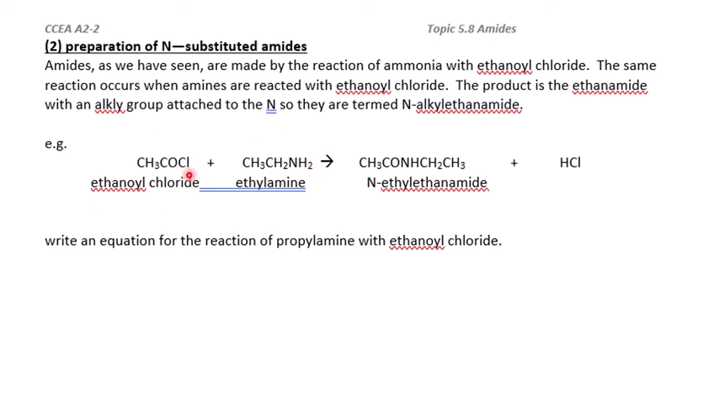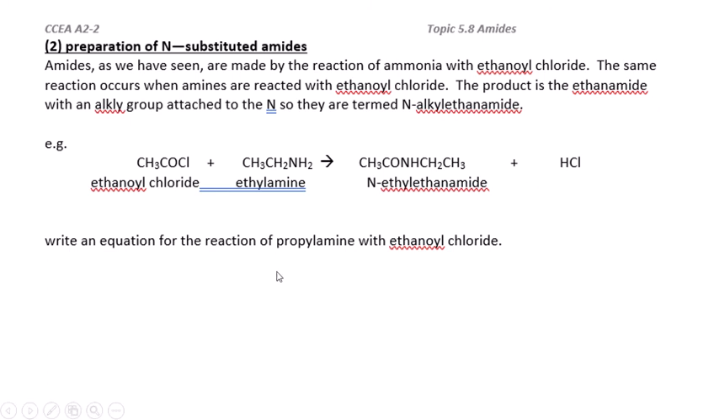When they react together, we lose our chlorine from here, our hydrogen from there, and then those link together. It's based on an amide, so in this case ethanamide, and then this one has an ethyl group on the nitrogen, so N-ethyl ethanamide. And don't forget when you're doing the equation to include the hydrogen chloride to make sure it's balanced.